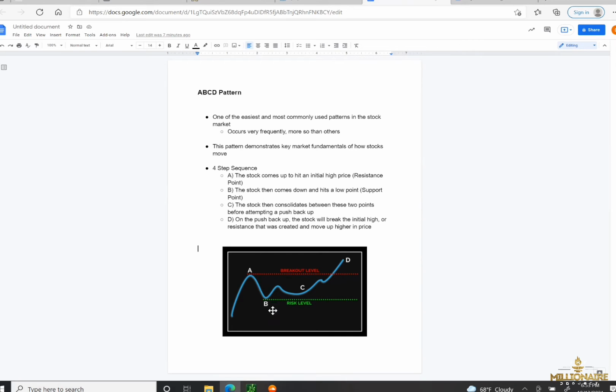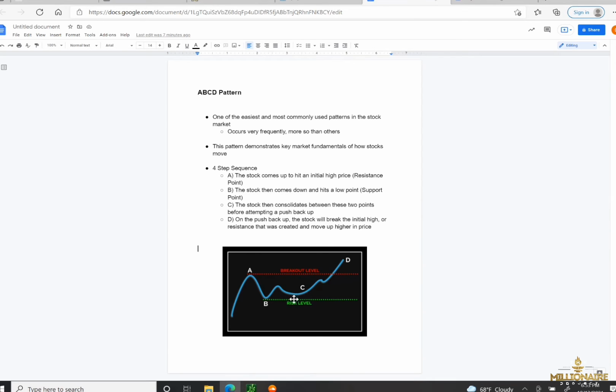You then look at point C, which is going to be your consolidation zone. And this consolidation zone is going to be between your point A and your point B, so in between your resistance line and your support line. In other words, you are creating a trading range here with your point C.